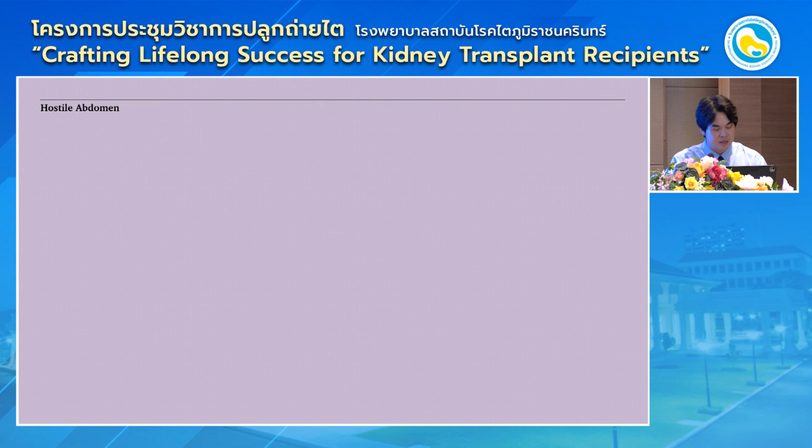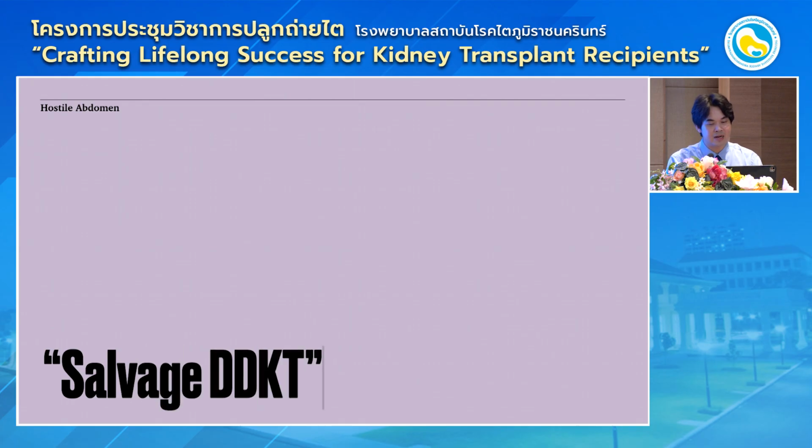Okay, we come back to the concept of the hostile abdomen, representing the considerable surgical challenges encountered following the procedure and the presence of scarring. In such cases, the focus shifts toward salvage kidney transplantation. The objective is to identify innovative strategies to achieve successful transplantation despite the adverse conditions.